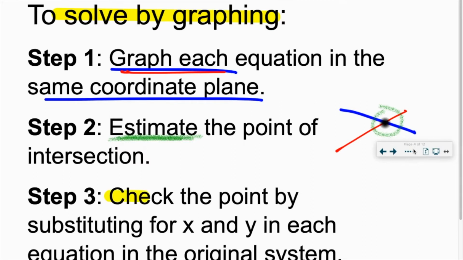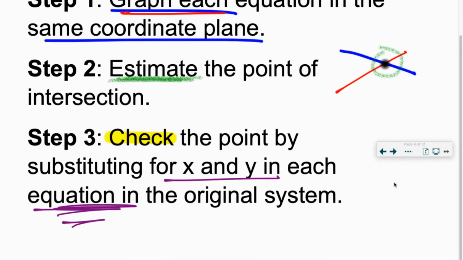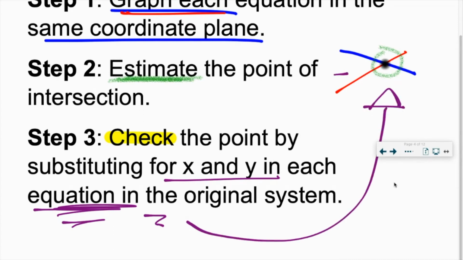Ooh, we must be very careful, because when we're talking about estimating this point, if we're wrong, we're going to be told to check that, meaning we're going to plug in both of those x and y into each equation. So we've got to do it twice to make sure it works for both of them. And if it doesn't work for both, then we've got to go back up here, re-estimate, and then, yes, once again, go back and plug each x, y into both equations to make sure you get some sort of true statement.